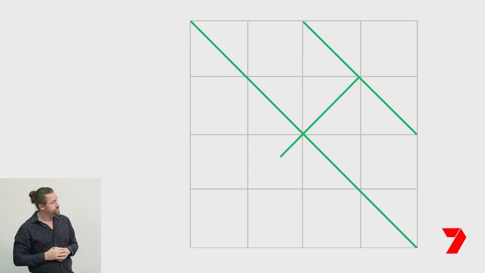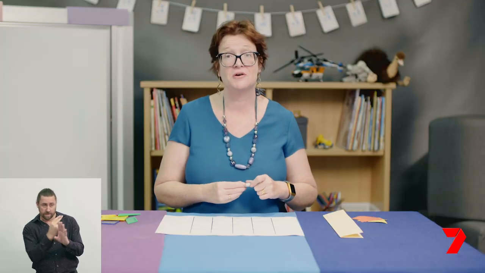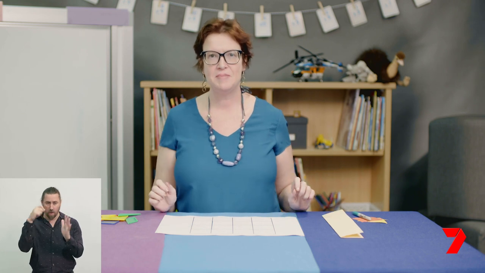Go down like this, all the way down to there. And then we've got number four. It's just a little fella down here. And then lastly, number five just sneaks in there. All right, we've got our seven pieces. When we cut along the lines, we have seven pieces.